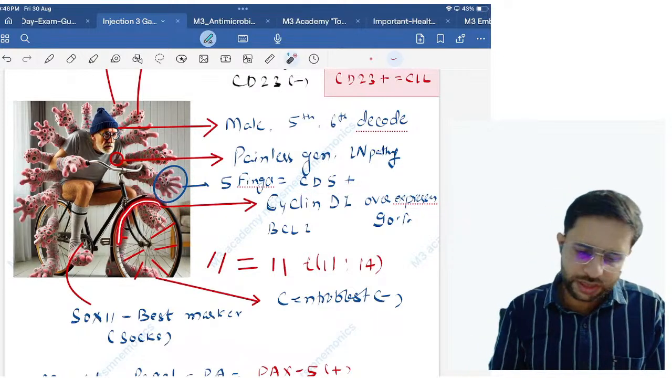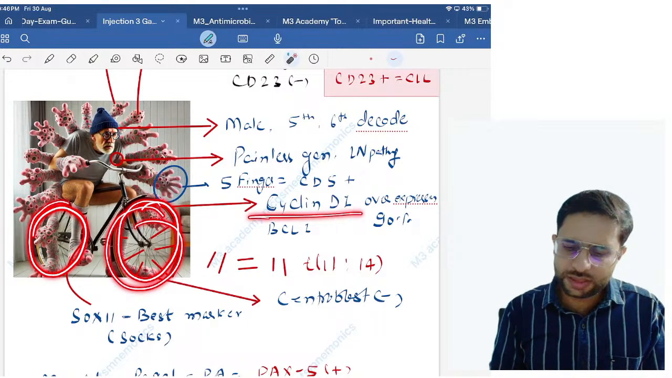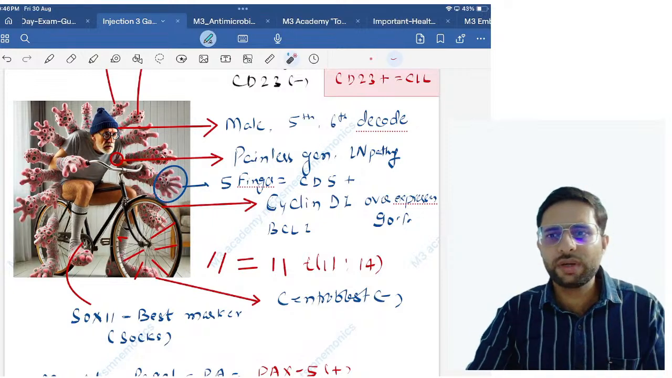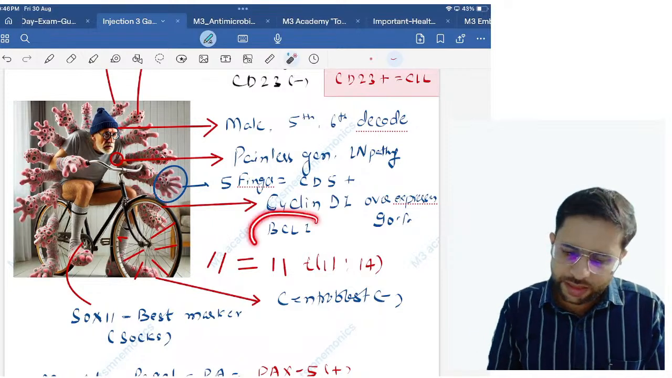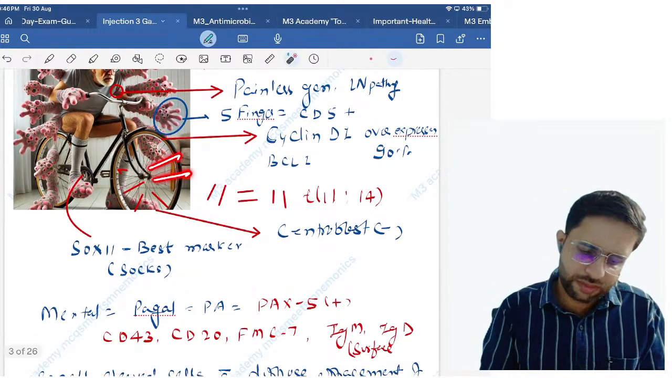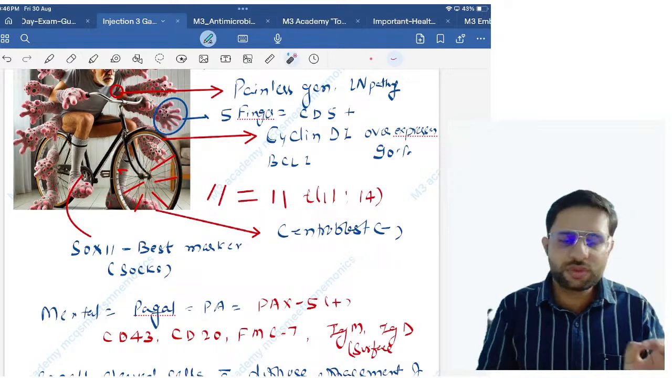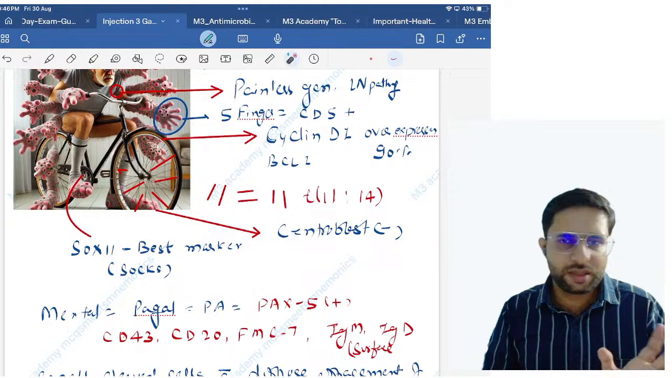And you can see this cycle. So what does this cycle denote? This cycle denotes cyclin D1 overexpression, in 90% of the patients. So what do we call cyclin D1? BCL1, and you can easily appreciate the 1 and 1 shape in this. So the translocation is 11 is to 14. Which translocation is seen in mantle cell lymphoma? 11 is to 14.